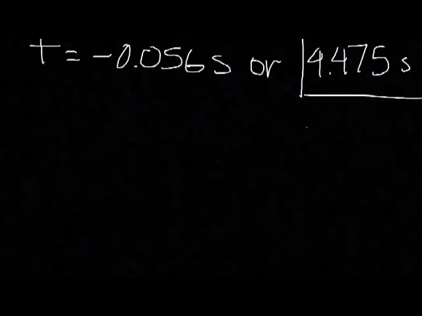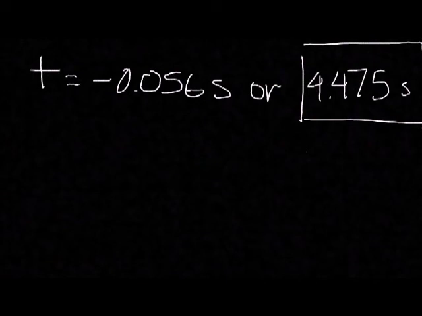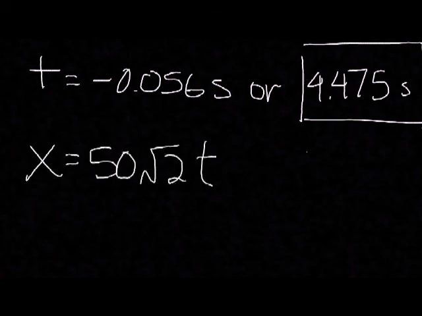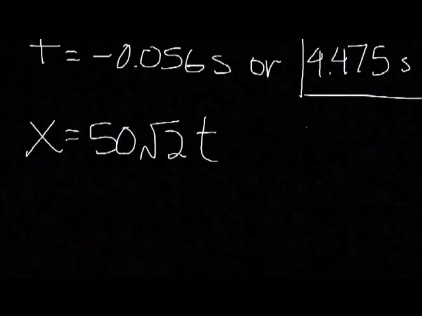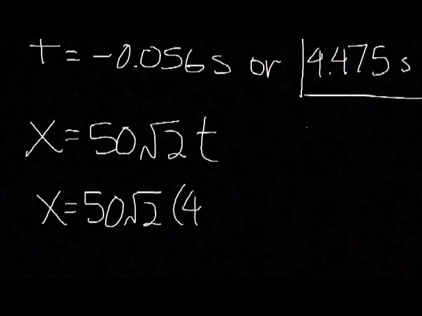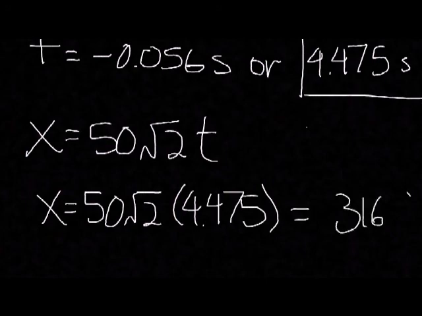Now to solve for the maximum distance, you simply plug this into the x parametric equation. Remember the formula for this is x equals 50 root 2 t. So you plug in the answer and get x equals 50 root 2 times 4.475, and the maximum distance for x is equal to 316 feet. That is the maximum distance the ball will go given these initial starting conditions. And that is how you solve for the time and the distance in this situation.